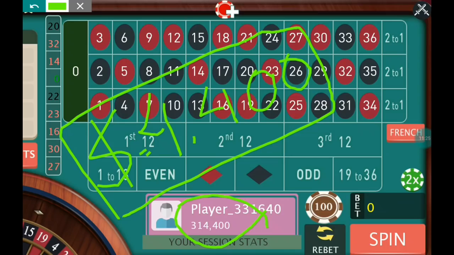If you have 50,000, then play with $5. If you have 1 lakh, then play with $10 bet. And if you have more than 2 or 3 lakhs unit bankroll, then go with more than 10 units, that is 100 unit bet. So I hope you have understood this strategy.